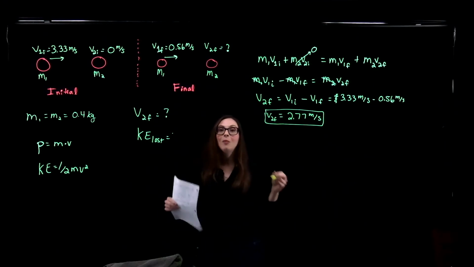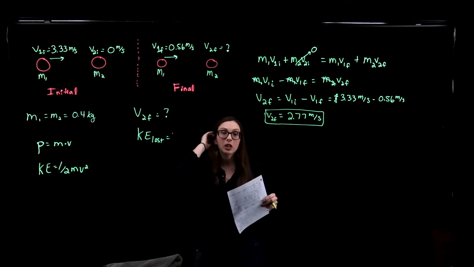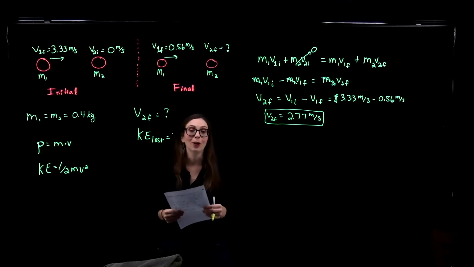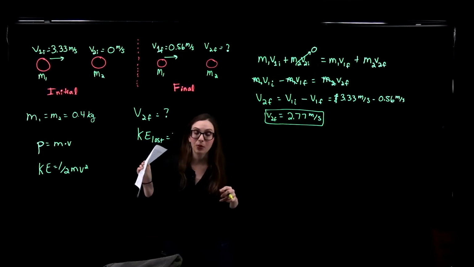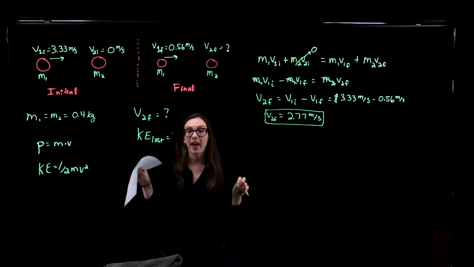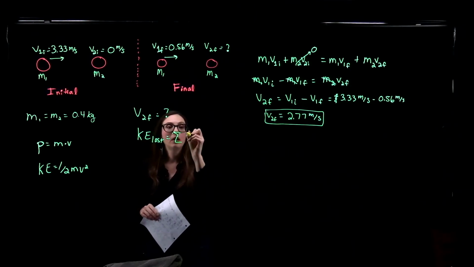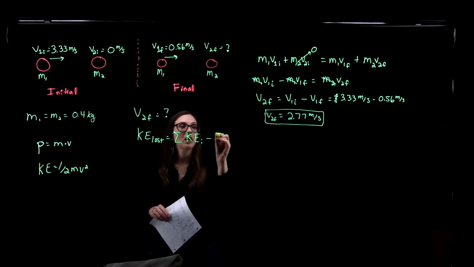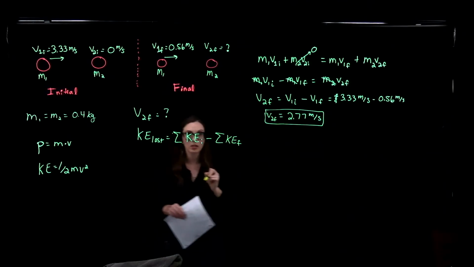Now we're going to see how much energy we lost in this collision. If we didn't lose any energy, that's a perfectly elastic collision, but we have lost some energy and we're going to find out how much. The kinetic energy that we lose is not the same thing as the change in kinetic energy. The kinetic energy lost is going to be the sum total of all your initial kinetic energies minus the sum total of all your final kinetic energies.